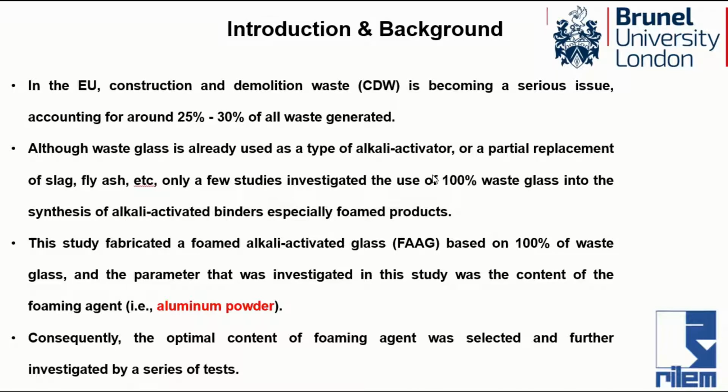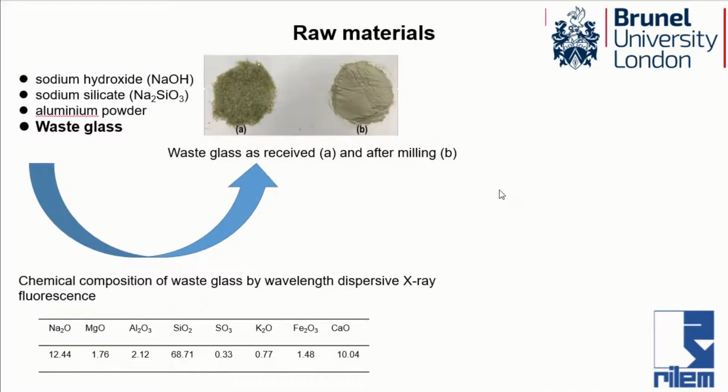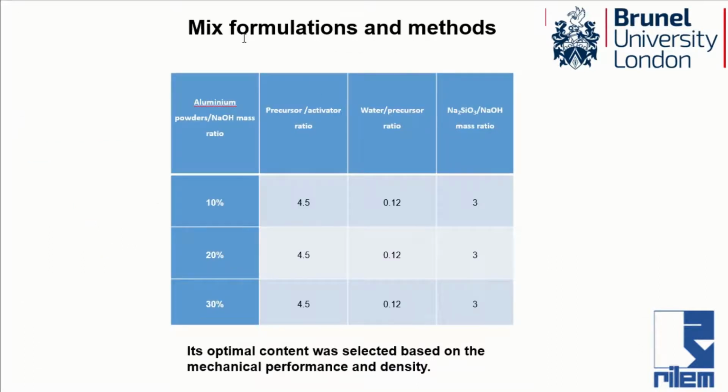Our study focused on a foamed alkali-activated glass, FAAG, based on 100% waste glass, and investigated the amount of the foaming agent, aluminium powder in this case. Then we tested the optimal content of the foaming agent. The raw materials we use in this study are sodium hydroxide, sodium silicate, aluminum powder, and waste glass. The chemical composition of waste glass is shown below. And here is our mix design.